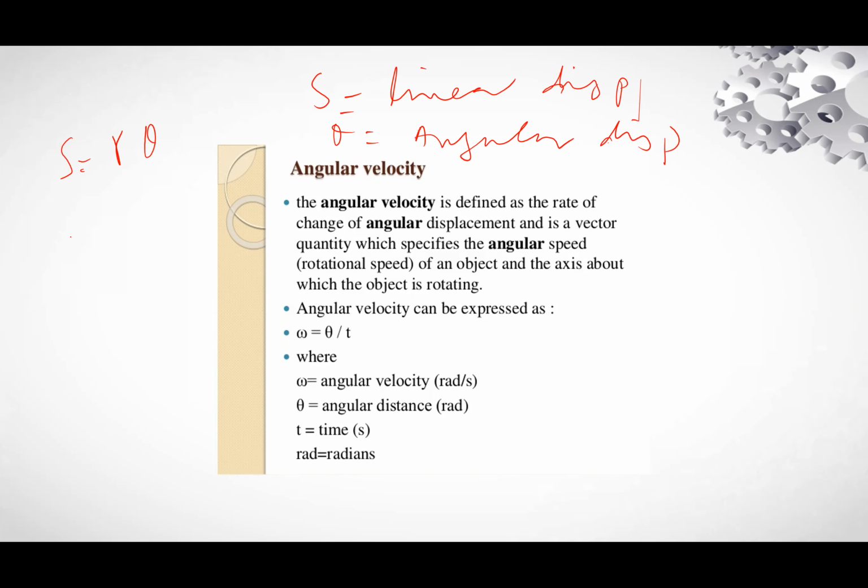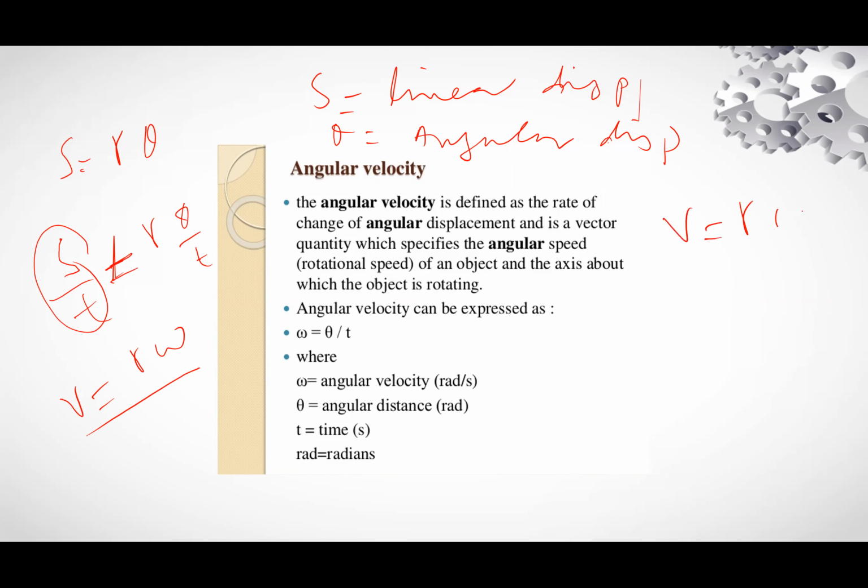So write S divided by T, dividing both sides by T. This will give you linear velocity, and this will give you angular velocity. So V is equal to R omega is an equation which relates linear velocity with the angular velocity.